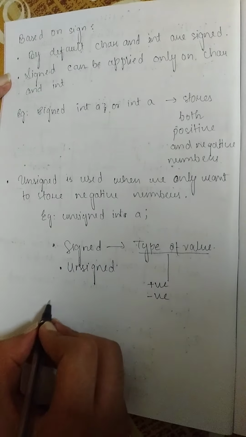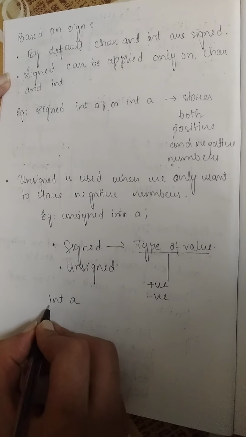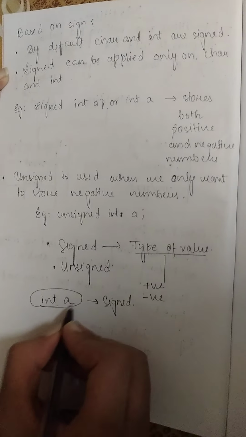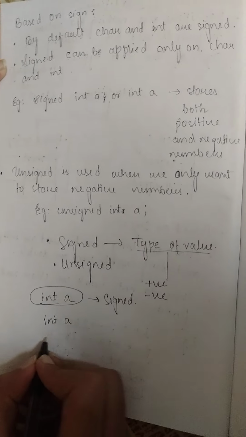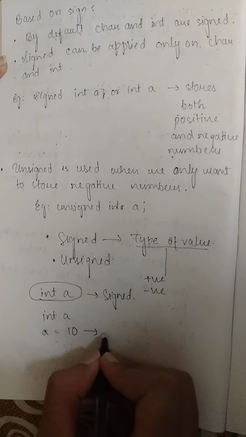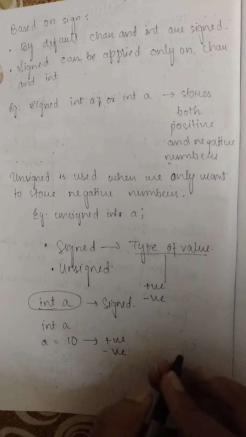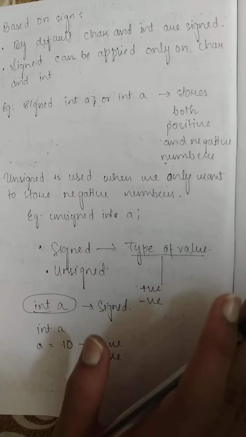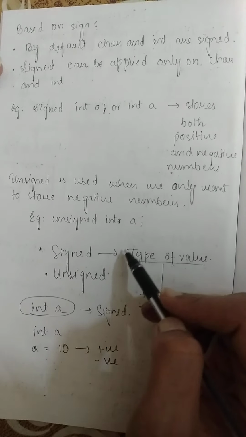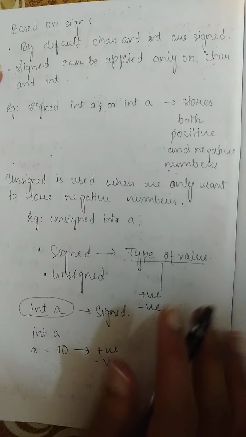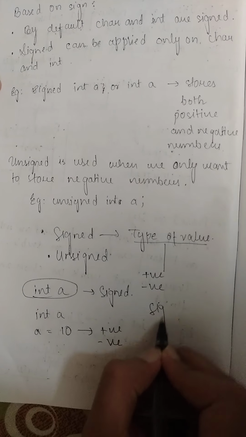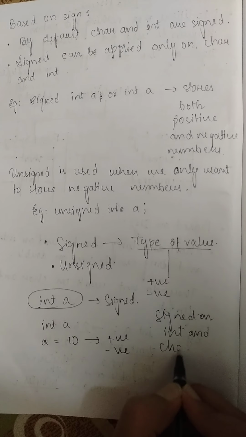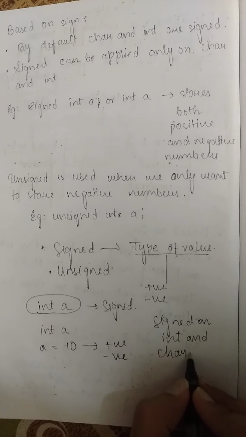So when we are writing int a, by default it is signed. Signed means that if I am declaring a variable int a and storing the value 10, it can be either a positive number or a negative number. So by default all the numbers are signed, and this concept of signed comes only on your character and int values and nothing else. We can apply signed on int and characters only, not on float, double, or anything else.